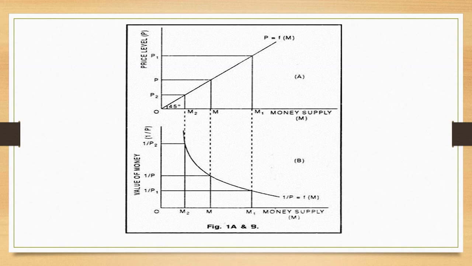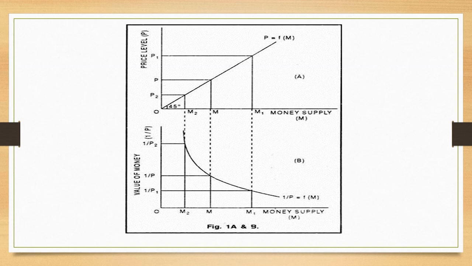My dear friends, in the first diagram, to understand the relationship between money supply and price level, we have drawn a diagonal curve originating from O at a 45 degree angle. This curve clearly indicates that whatever changes occur in the OX axis, the same amount of changes takes place in the OY axis. So in total, the entire diagram is about 90 degrees.